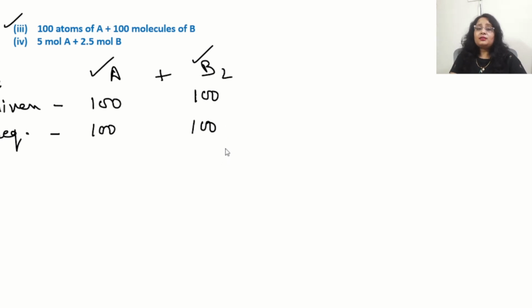The required quantity and given quantity are both equal. In this case, the third rule applies. If the required quantity and the given quantity are equal, it means there is no limiting reagent. The reaction will go on until both of the reactants finish together.